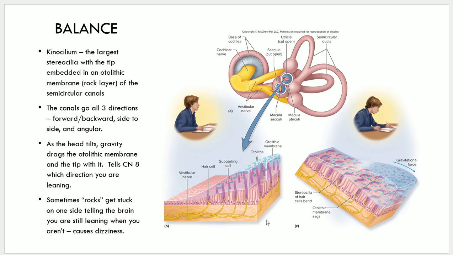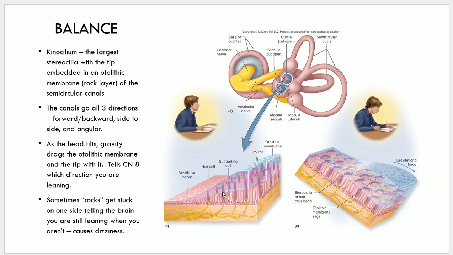All right, so we're going to end on equilibrium and balance. So we've got the cochlear part of the nerve right here that goes to the cochlea, the snail shape. And then we have the vestibular part of the nerve that goes to the semicircular ducts or canals. So here we've got even more cilia and stereocilia. So let's zoom in. Boom.